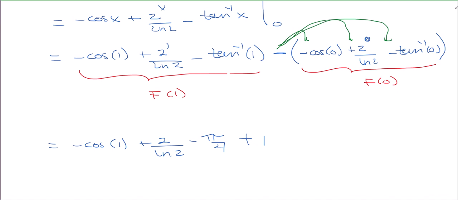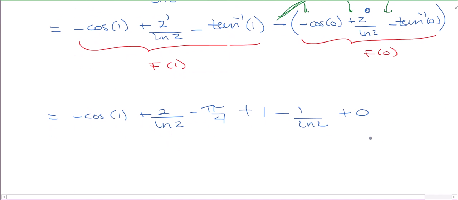And so then we're going to have plus 1, and 2 to the 0 is 1 over ln of 2, so minus 2, minus 1 over ln of 2. And then minus and minus is plus, but inverse tangent of 0 is 0.